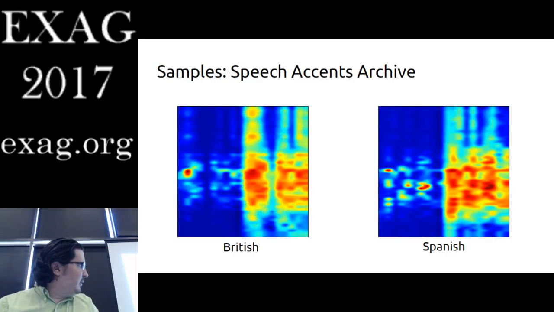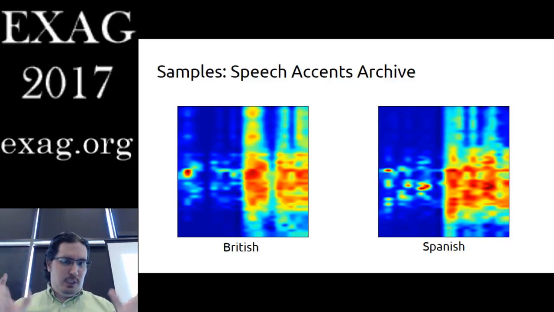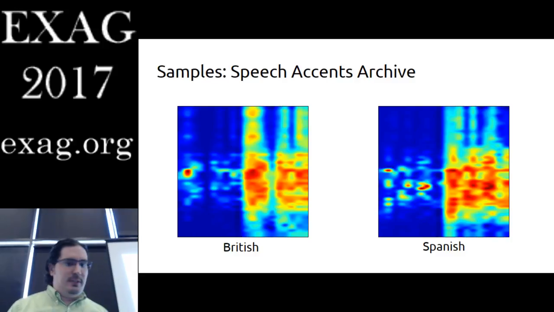Here's a little sample of how the spectrograms look from the speech accent archive. I have on the left a British one, and on the right the Spanish one, and this is from the same time chunk of the phrase for each one. So there are some differences between them that we can see. For example, here we see some red where we don't see that kind of intensity on the other side. So there's some difference, and we were hoping that the network would be able to train on those.